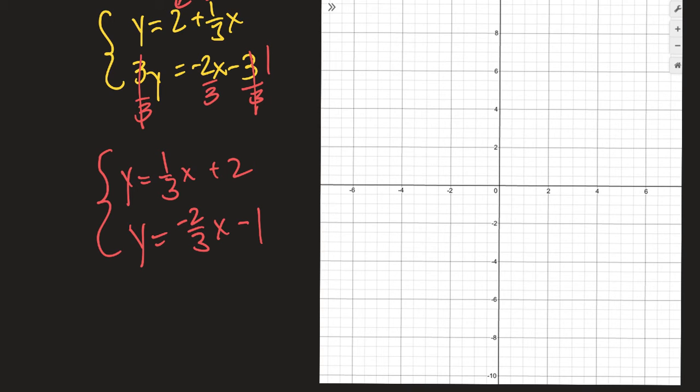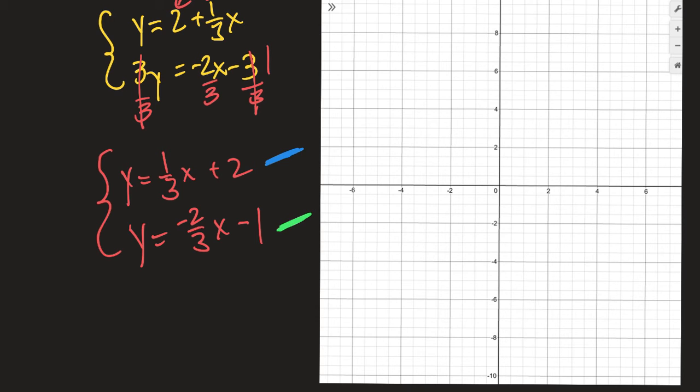Now, in terms of how I graph these, I'm going to graph this top line in blue and the bottom line in green. And when you solve a system by graphing, what you're looking for is where these two lines cross. So you have to give it a little care when you graph these so it can be fairly accurate. All right, so let's remind ourselves how we graph these lines.